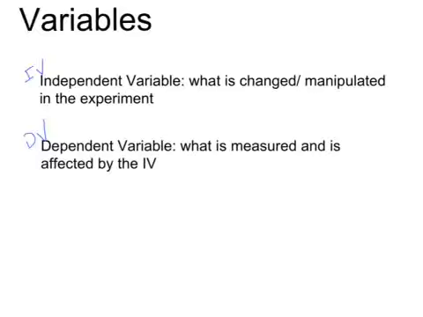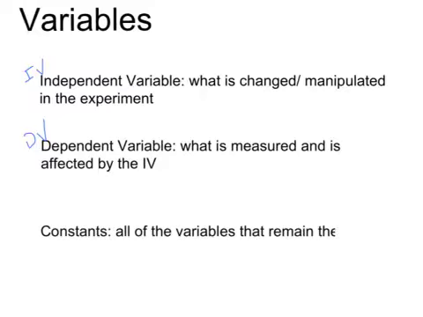Now, everything else that you don't change, those are the constants. So all of the other potential variables that remain the same. So if you think about the plant experiment, could be the soil, the type of plant, sunlight, water, etc. All of those would have to be the same. Okay? And you change one thing. The one thing you change is our independent variable.